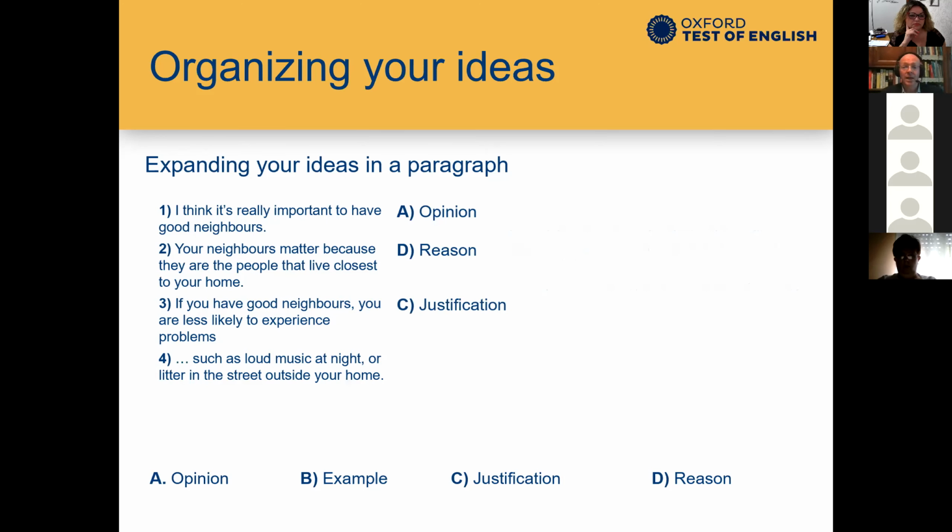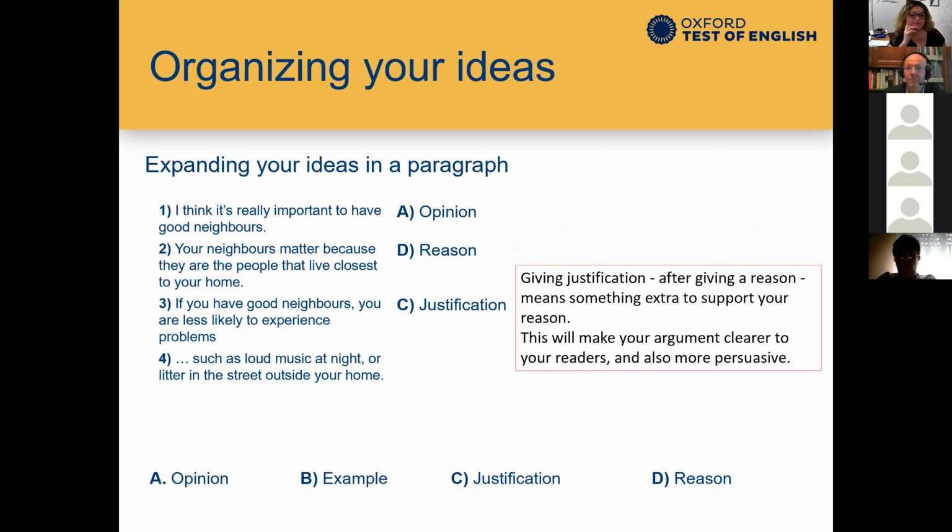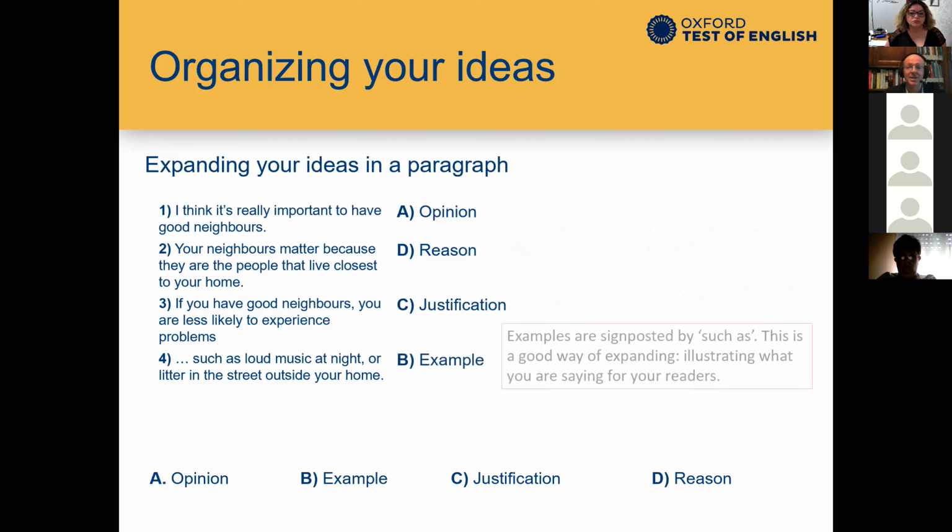Now, number 3 is justification. So you've said that's why, because, and so on. And here we have a kind of explanation. This gives something extra to support your reason. It makes your argument clearer to understand. It's more persuasive. It's kind of like an example or a more concrete detail about that. And here's precisely the example, signposted by things such as, tales como, tal como. This is a great way of expanding and illustrating what you're saying.